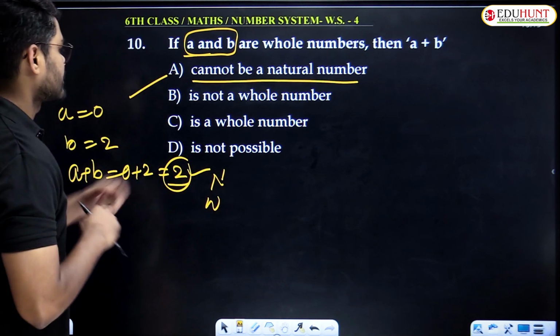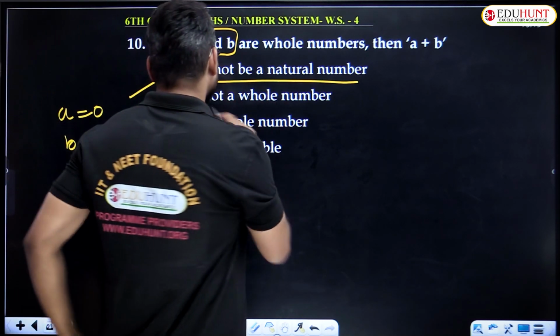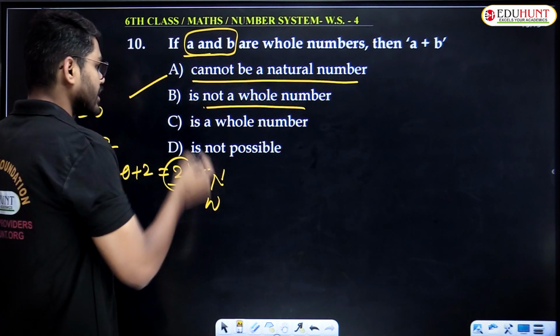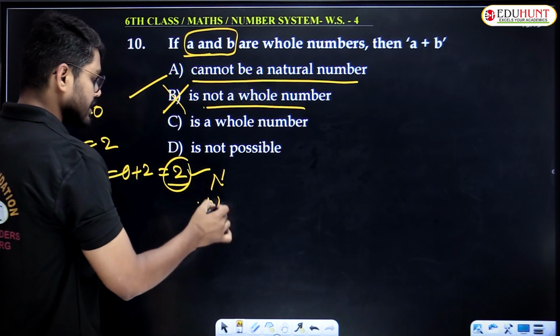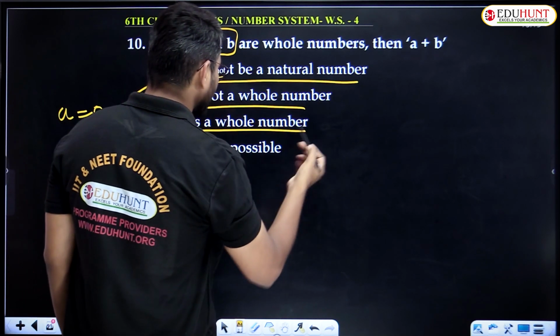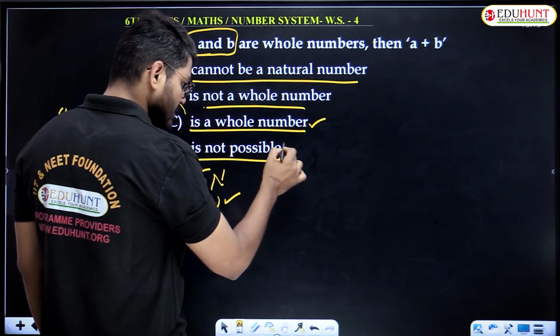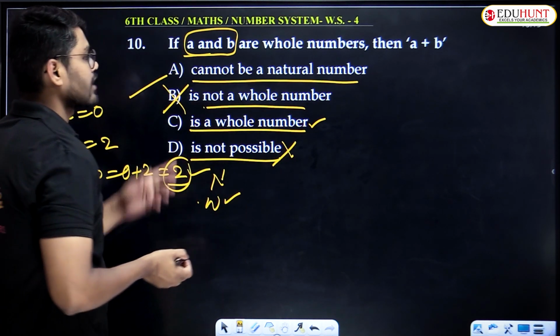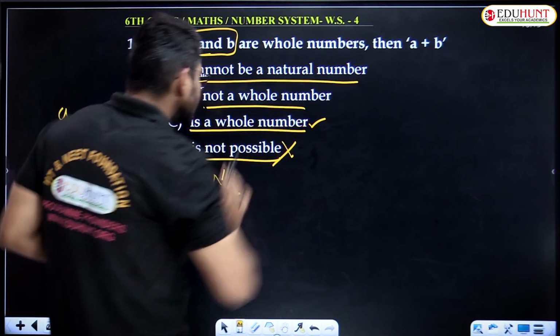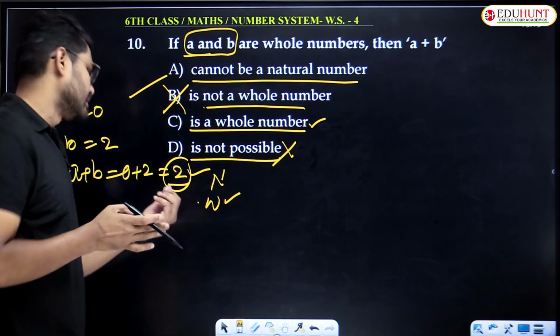Is not a whole number. This statement is wrong because it is a whole number. Is a whole number. Yes, it is also true. And is not possible. This is wrong. See here, cannot be a natural number. It can be a natural number sometime.